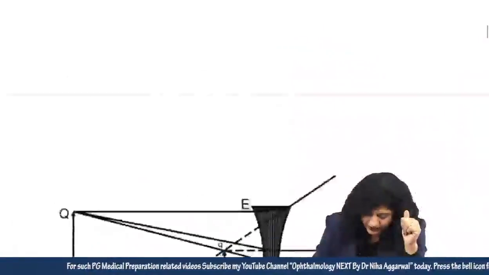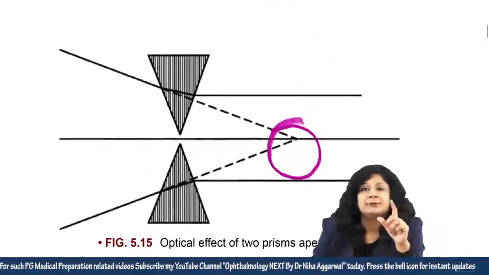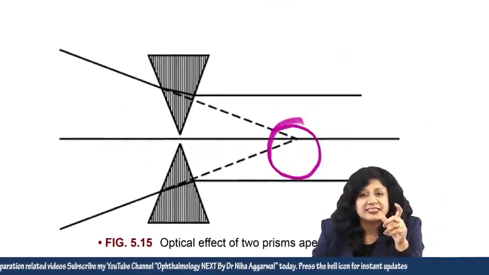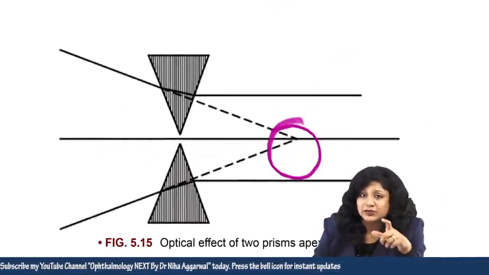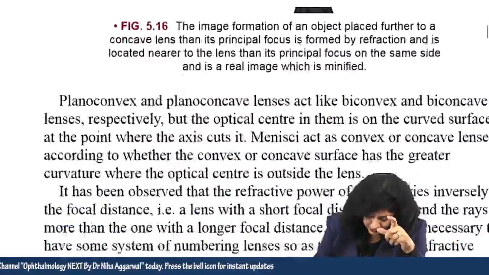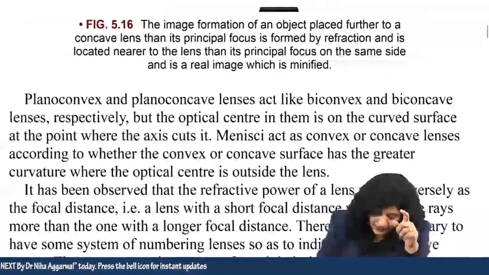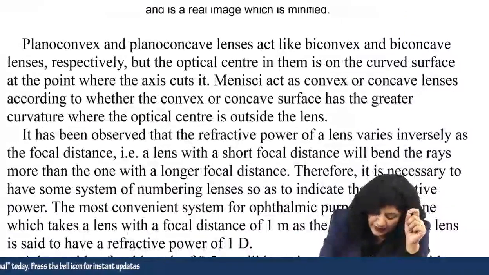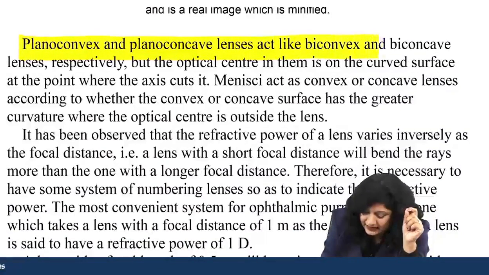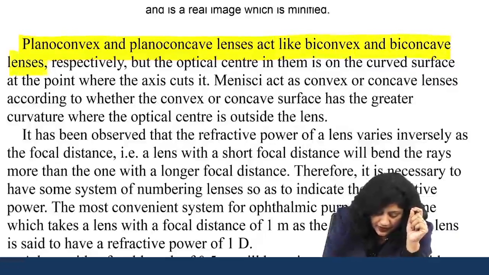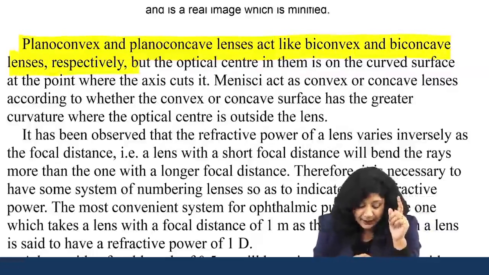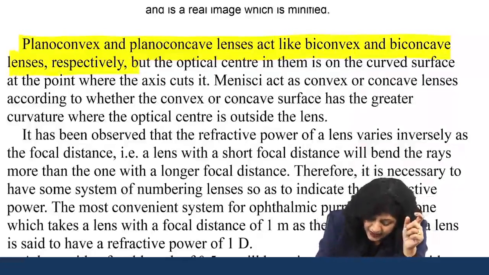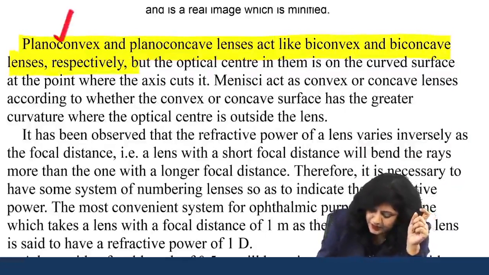I think you have understood it. I have tried to make it simpler. We are not going into much detail, but whatever the important aspects are, we are trying to cover those also. Okay. Now we talk about the plano-convex and plano-concave. The plano-convex and the plano-concave lenses act like biconvex and biconcave lenses respectively. So plano-convex lenses behave as biconvex, while the plano-concave behave as biconcave.